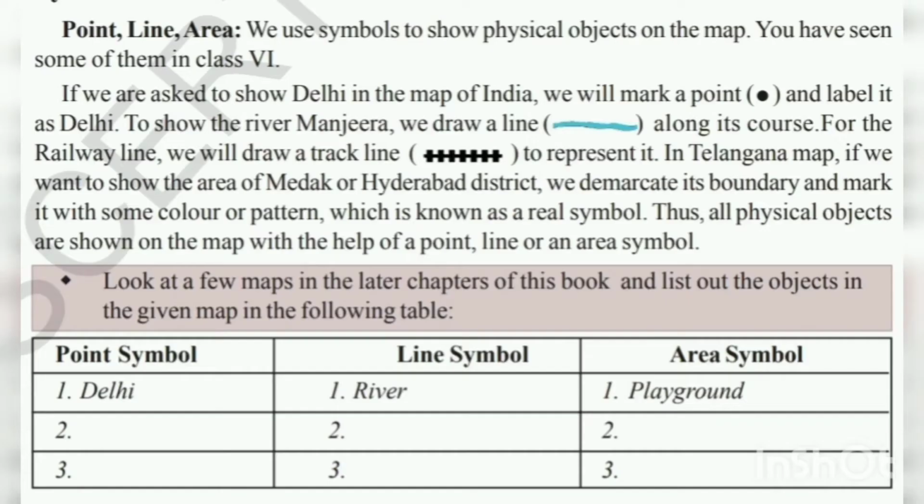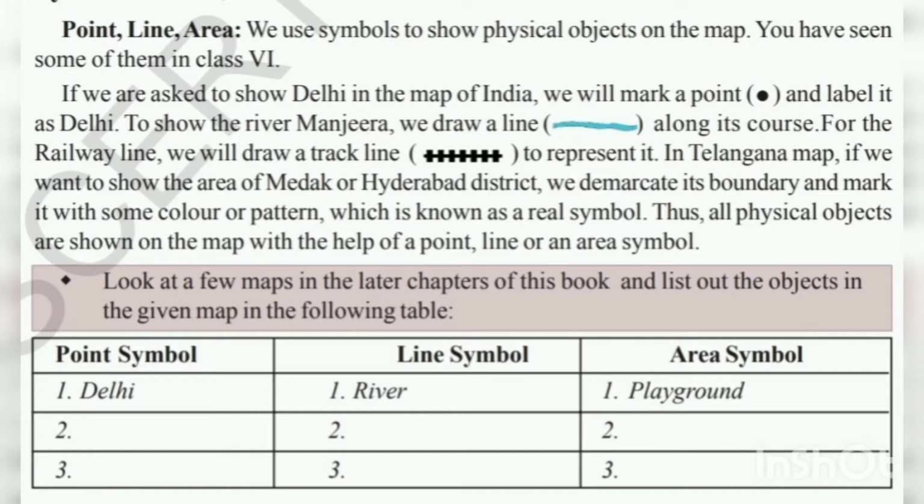Now this is a page from your textbook. They have already given you point, line and area symbols, and how to mark them. For the point symbol they have given Delhi as an example. You can mark a powerhouse or a dam, because you just have to point to the particular place there.